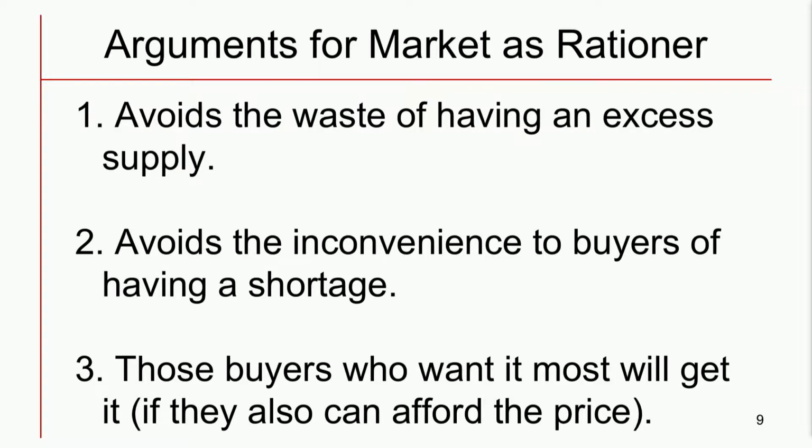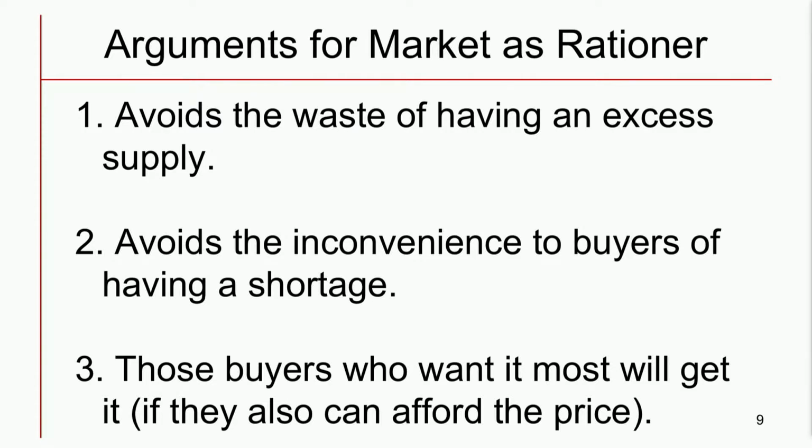There are a number of arguments for using the market as a rationer of a good that is fixed in supply. First, it avoids the waste of having an excess supply that has to be thrown out. Unoccupied seats in the restaurant, fish that has to be thrown out. Second, the market method of rationing avoids the inconvenience to buyers of having a shortage. When you really wanted something, you could afford it, but you couldn't get it. Third, it can be argued that buyers who want it most will get it, although only if they can afford the price. There are also disadvantages of the market as rationer.